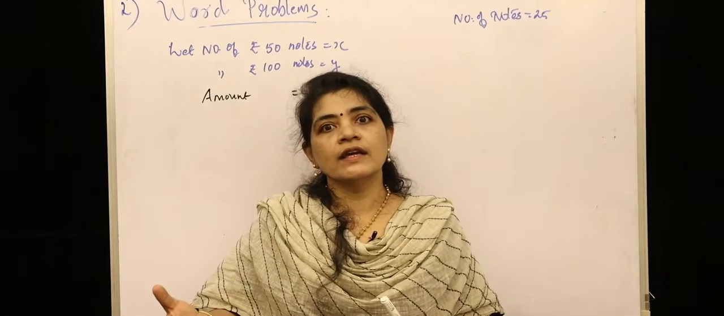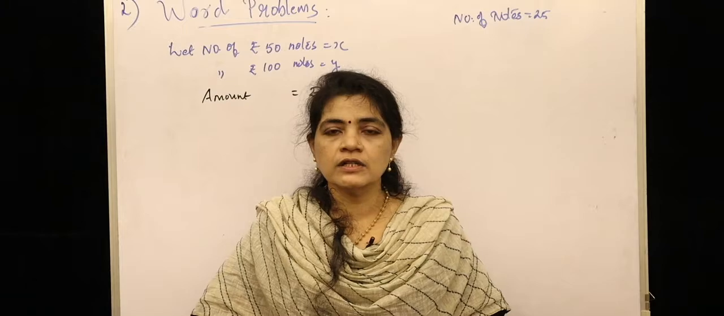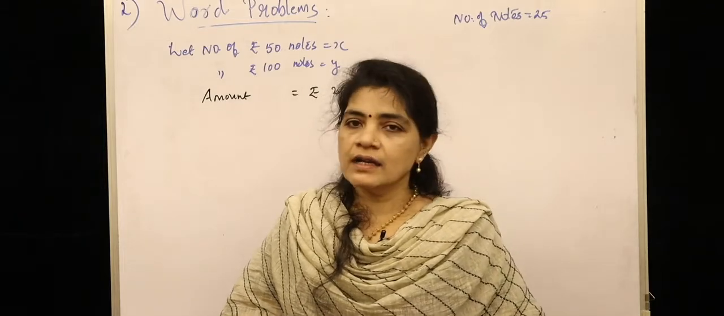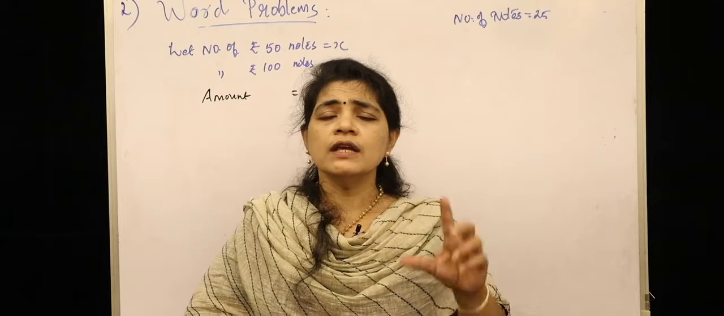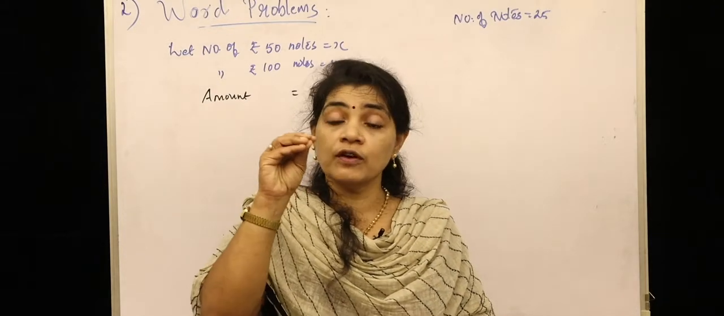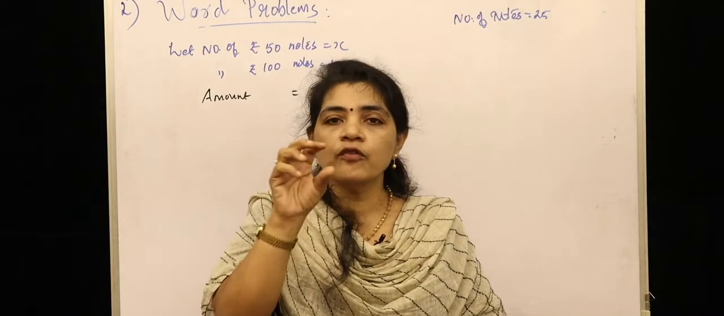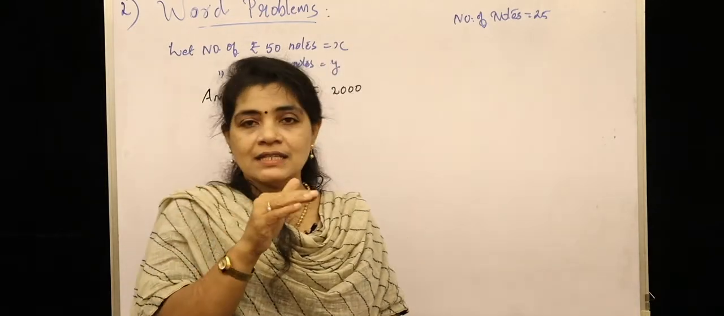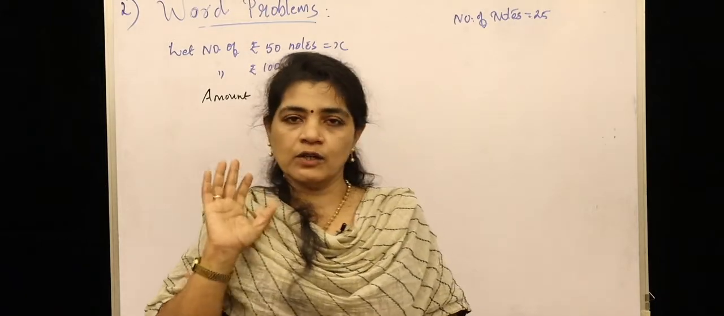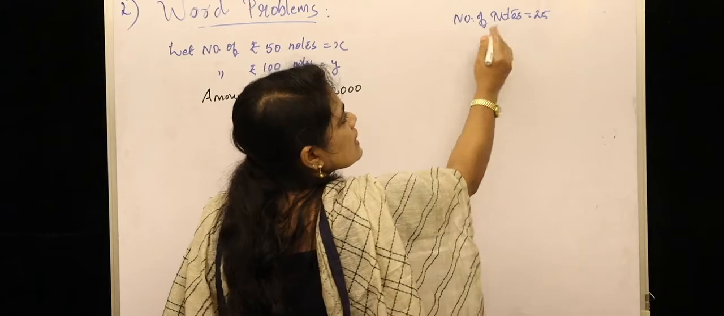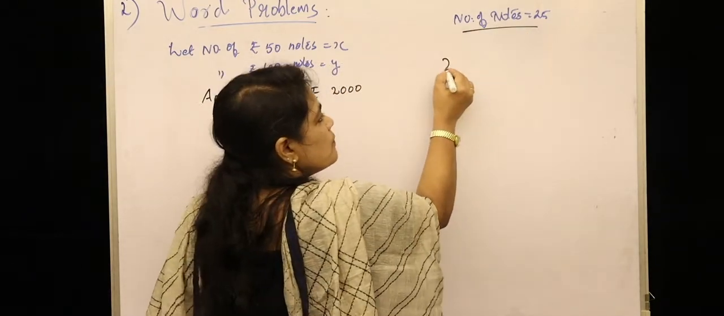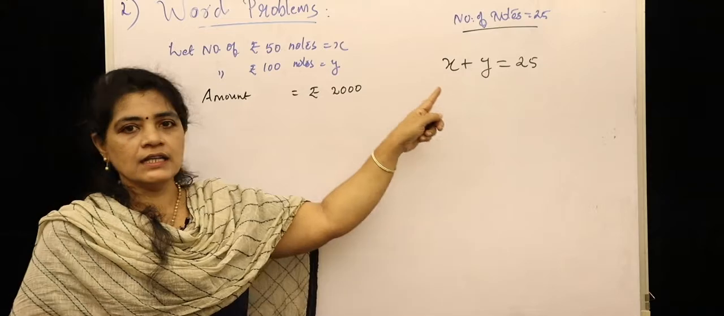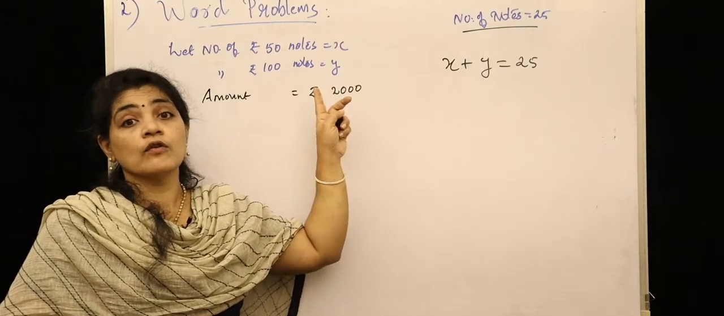That means Meena went to a bank and she got 25 notes for rupees 2,000. And these 25 notes include only 50 rupees notes and 100 rupees notes. That was her condition. And what is asked? How many rupees 50 notes and how many 100 rupees notes does she have? So let it be x and y. Here we have two variables. We are talking about a pair of linear equations in two variables. So let the number of 50 rupees notes be x and the number of 100 rupees notes be y.